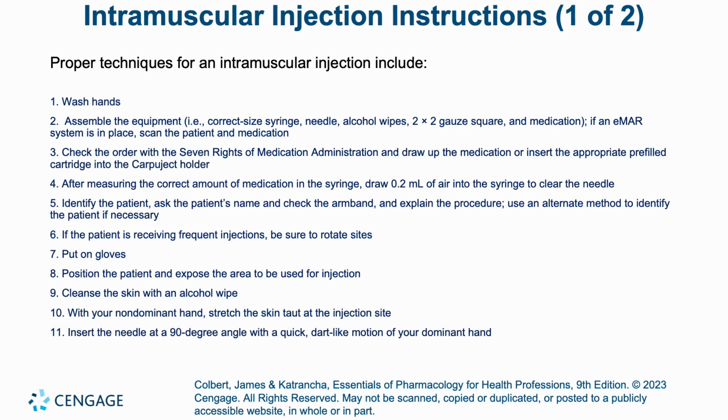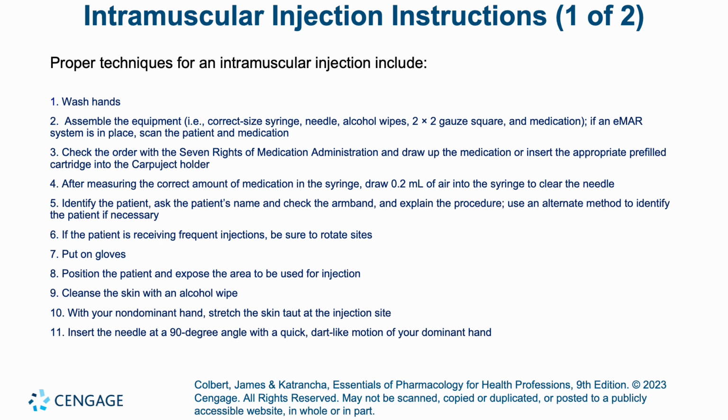Proper technique for intramuscular injection. So again, same starting steps with all of the 7 rights. After measuring the correct amount of medication in the syringe this time, though, we're going to draw 0.2 mLs of air into the syringe, which clears the needle. Identify the patient, ask the patient's name, checking the armband, explaining the procedure, etc.